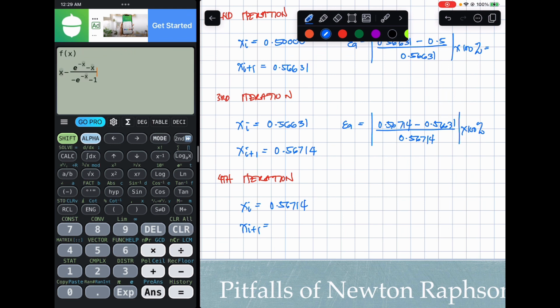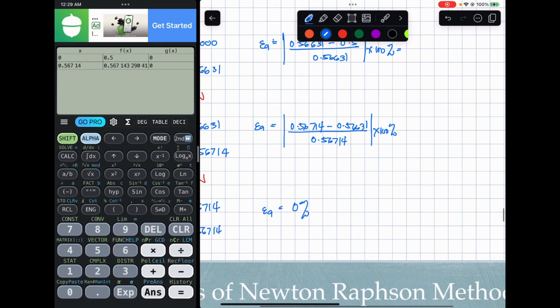I want to clear that one, so 0, and then it will end to 0.56714. And as you can see here, it's already the same. So most probably our approximate error here is already 0%.